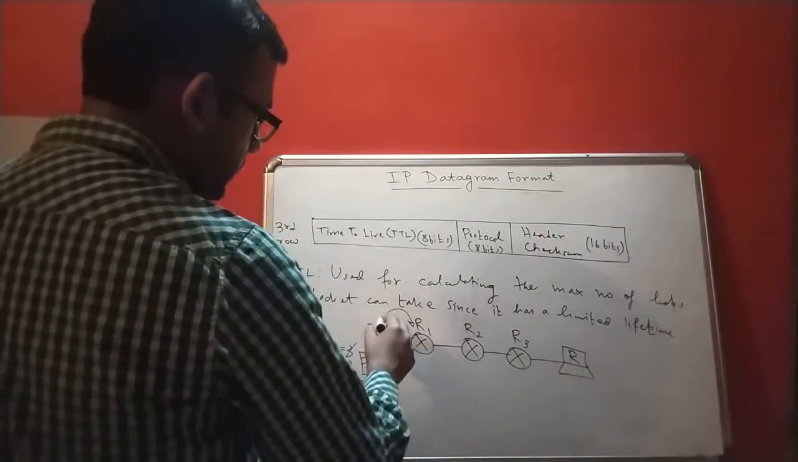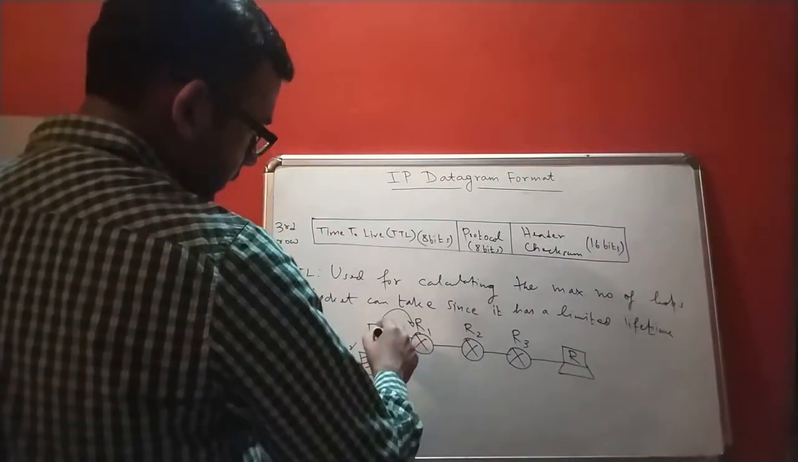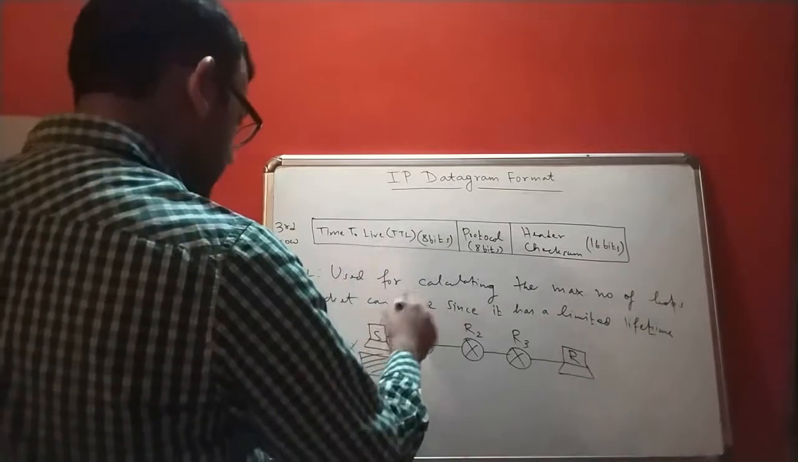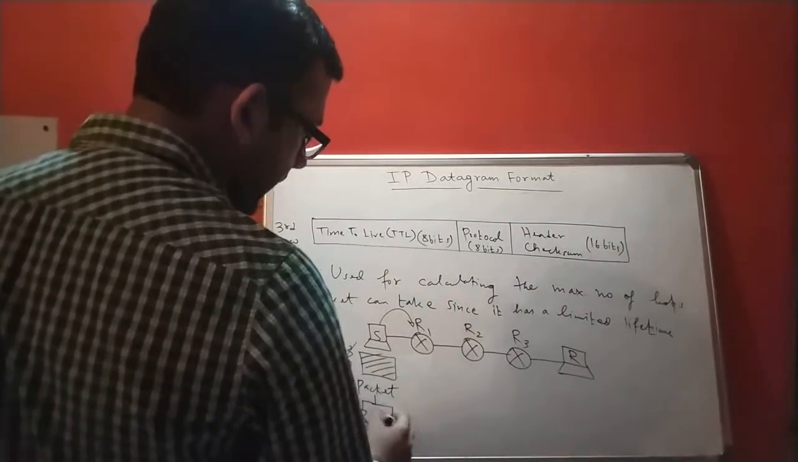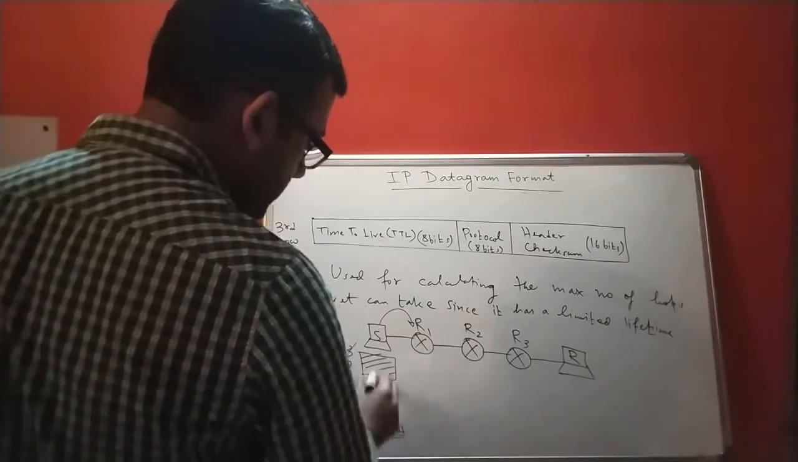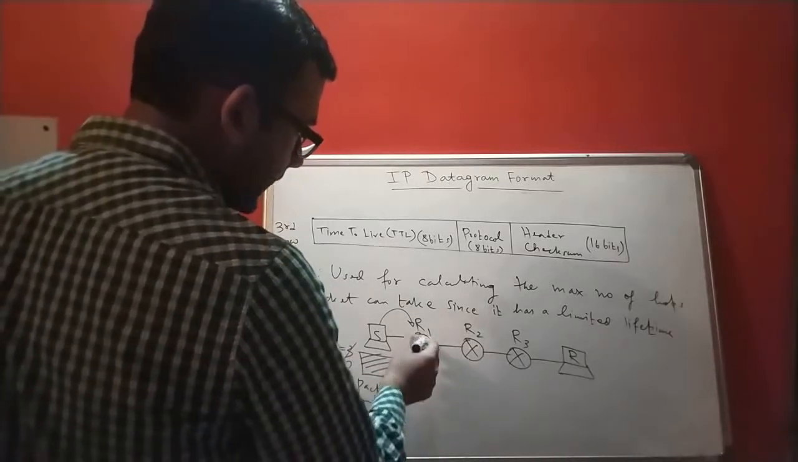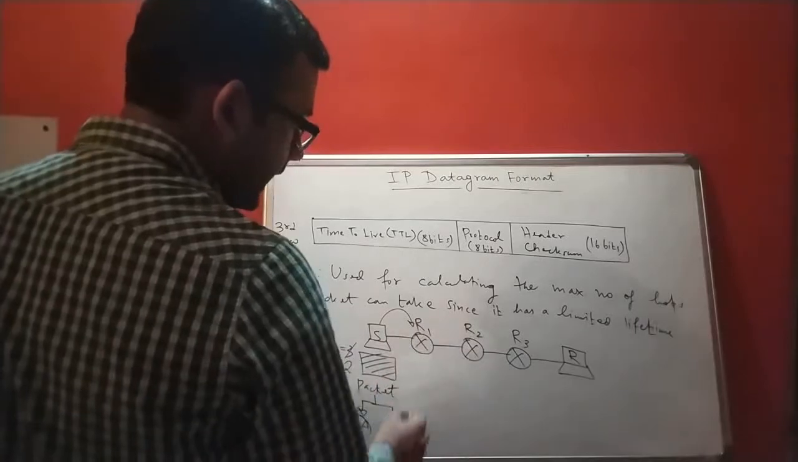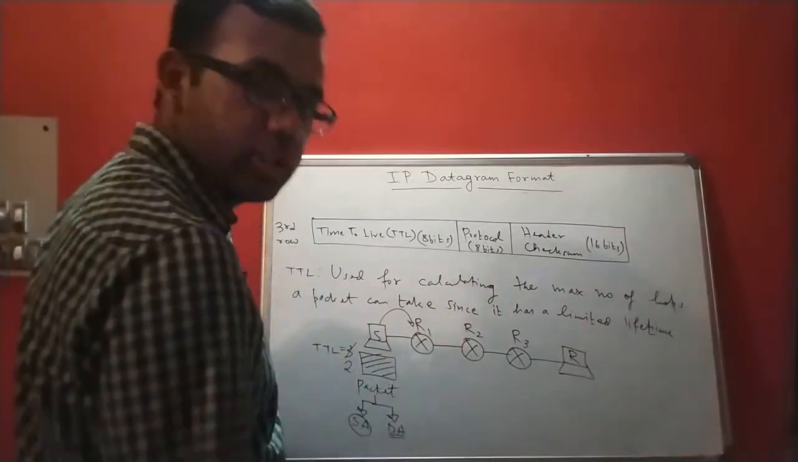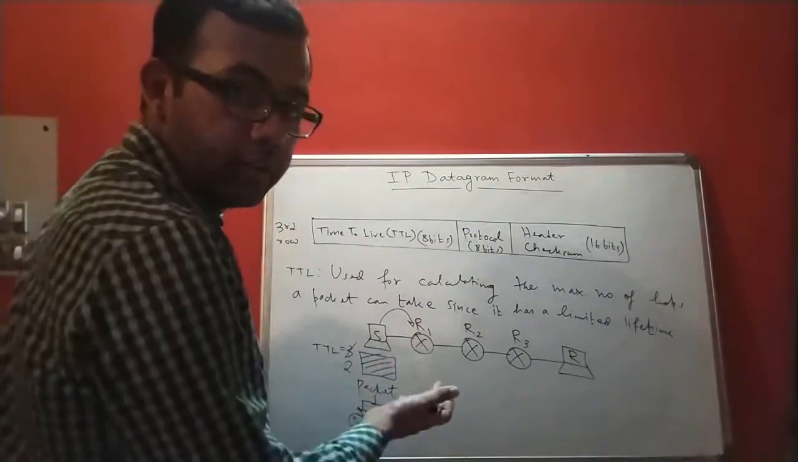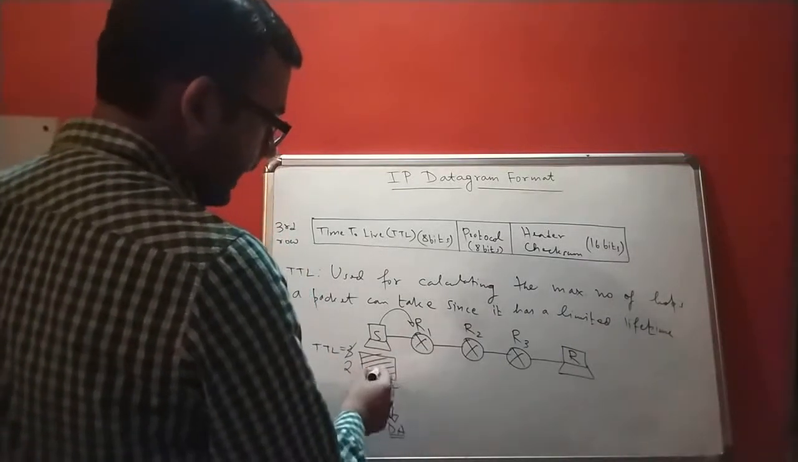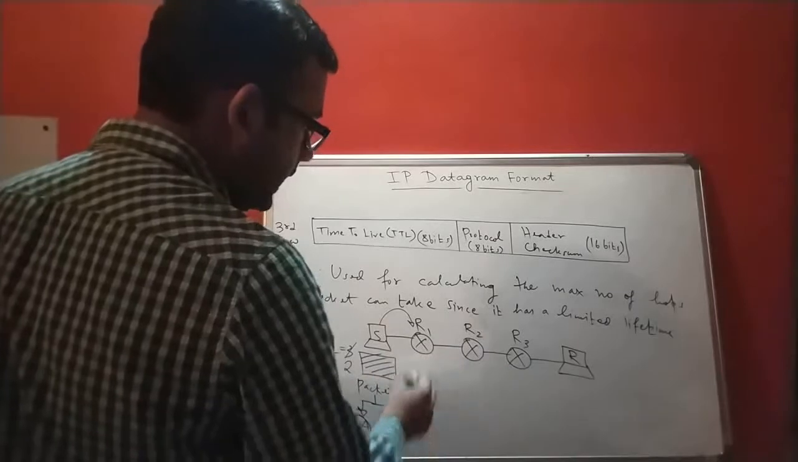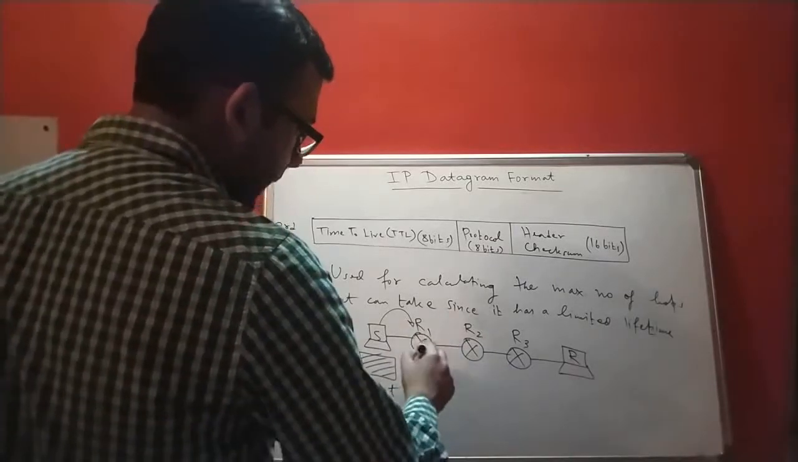Whenever the packet makes a hop from S to R1, the TTL count will be decremented by 1. Along with that, the destination address present in this packet will be checked against the address of R1. If there is a match, then R1 will consume the packet because it was intended for it, right? And if the destination address present in the packet doesn't match the address of R1, then the packet will be forwarded.